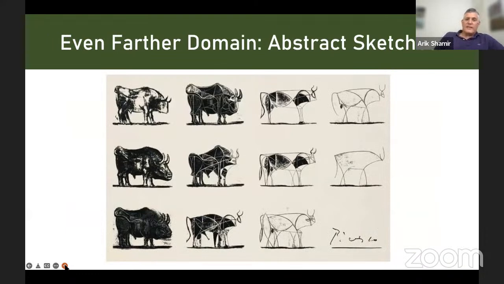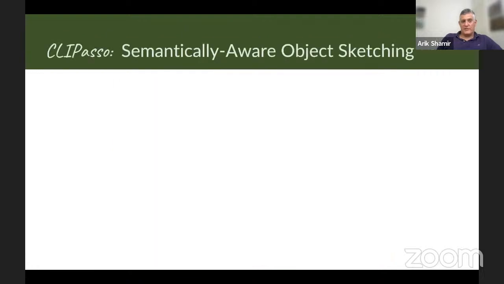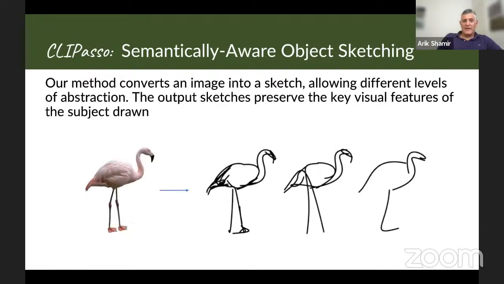Lastly, I'm going to talk a little bit about more abstract representations, which are abstract sketches. In this case, we were trying to teach the computer how to synthesize abstractions of specific objects. This work is called Clipasso, in a sense, because of the motivation image from Picasso. The idea is that you take an input object or an image of an input object, and you allow it to create an abstraction of that object using key visual features.